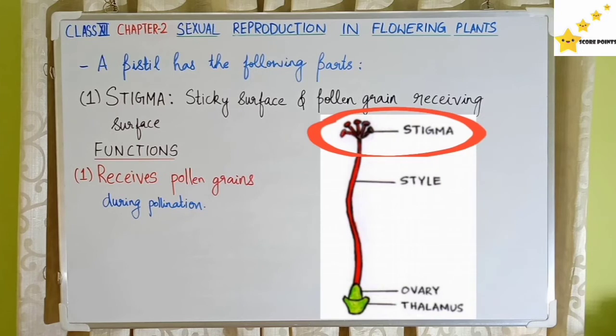We can learn the major parts of a flower. Before learning this, please watch the dissection of a flower video. I have given the link above. So please watch that so that you can get a clear idea of these parts. So first it's stigma. Stigma is a sticky surface that receives pollen grain. The main function of stigma is to receive the pollen grain during the pollination.